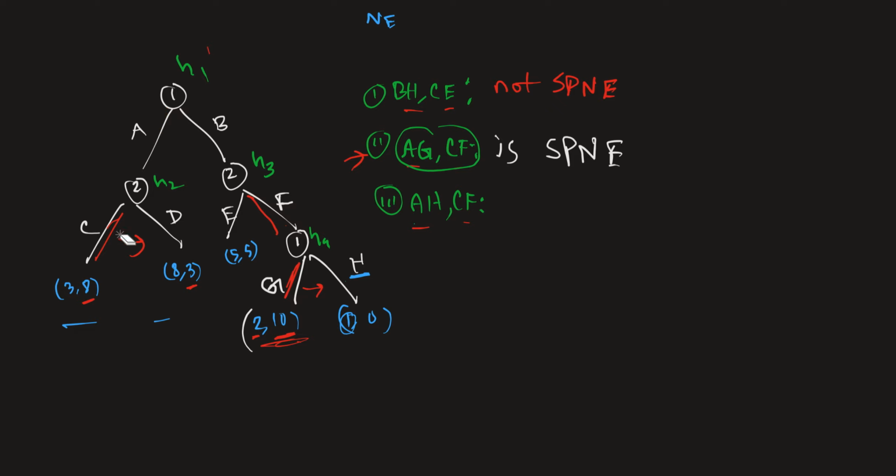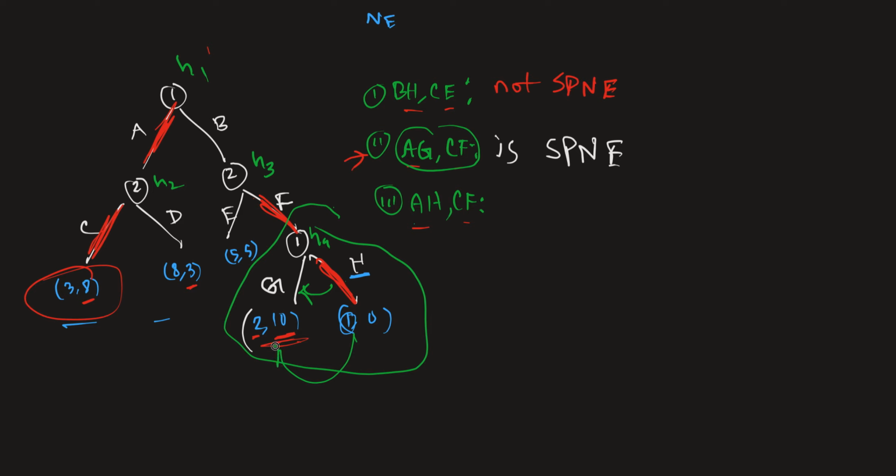So let's now look into the third case, which is AHCF. So this will be the outcome. Now again we can see that this is actually not a subgame perfect Nash equilibrium, because in this case, in this subgame, player 1 can actually change his decision to increase his utility. So this is not a subgame perfect Nash equilibrium.